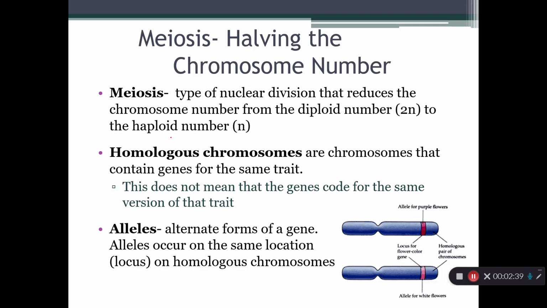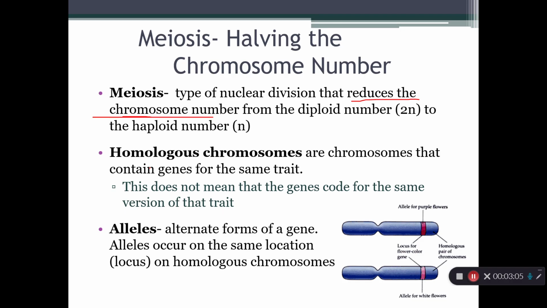Okay, so meiosis, it says right here, has two divisions. It's where a diploid cell reduces down to a haploid cell. So it's a type of nuclear division that reduces the chromosome number from diploid to haploid. Okay, highlight, underline, reduces, here we go, reduces the chromosome.